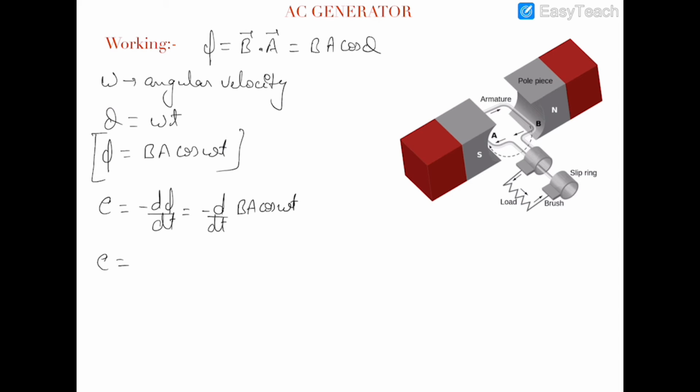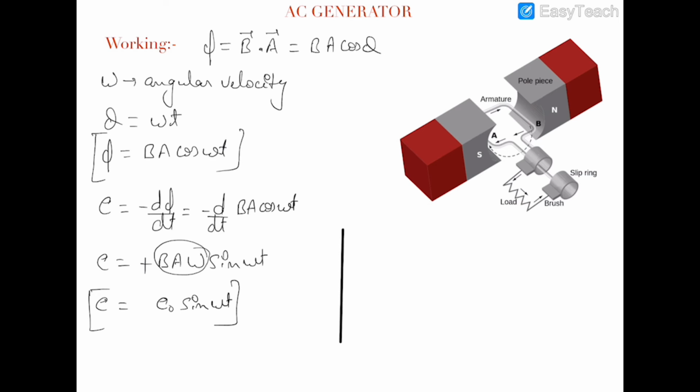So E is equal to minus B into A into omega, and the differentiation of cos omega t is sin omega t with a negative sign. So that minus and this minus would be a positive sign, and this is sin omega t. Now we can write this complete as E naught, which is the peak value of EMF, and this is the expression of EMF induced.